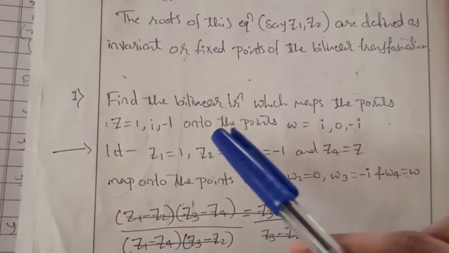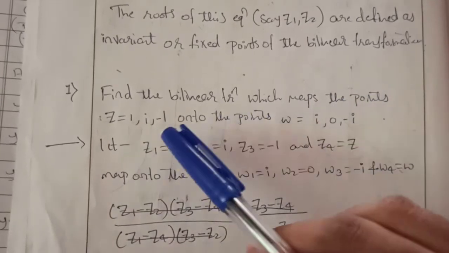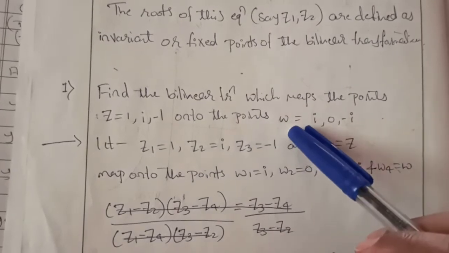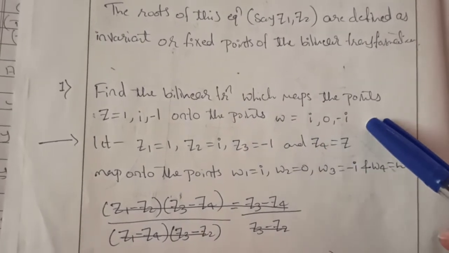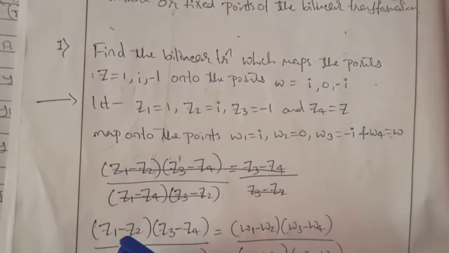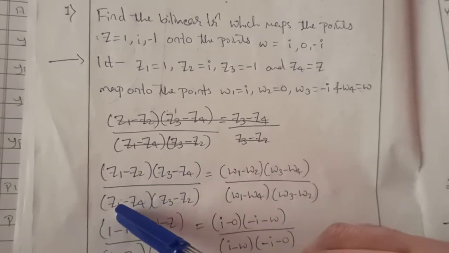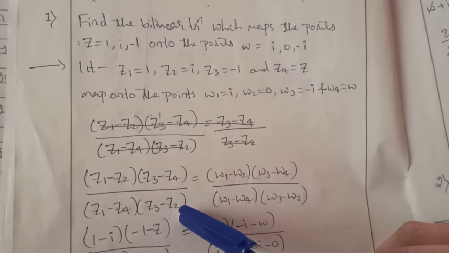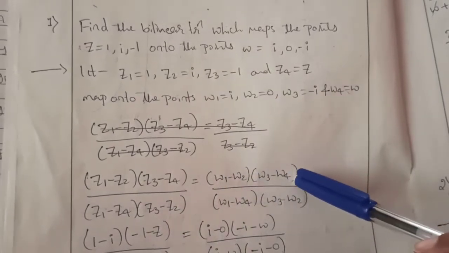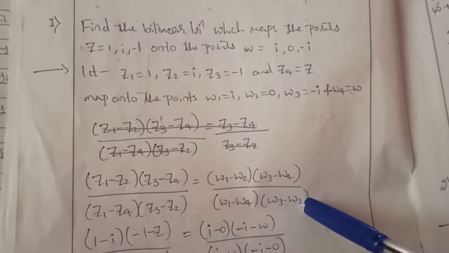Here we have the problems. The first one is: find the bilinear transformation which maps the points Z is equal to 1, I, minus 1 onto the points W is equal to I, 0, minus I. To find the bilinear transformation, we have the formula: (Z1 minus Z2)(Z3 minus Z4) divided by (Z1 minus Z4)(Z3 minus Z2) is equal to (W1 minus W2)(W3 minus W4) divided by (W1 minus W4)(W3 minus W2).